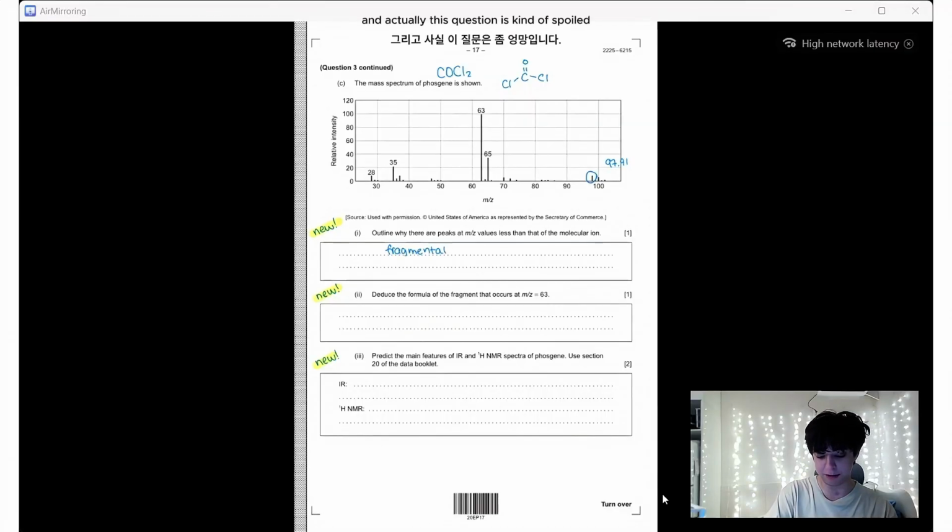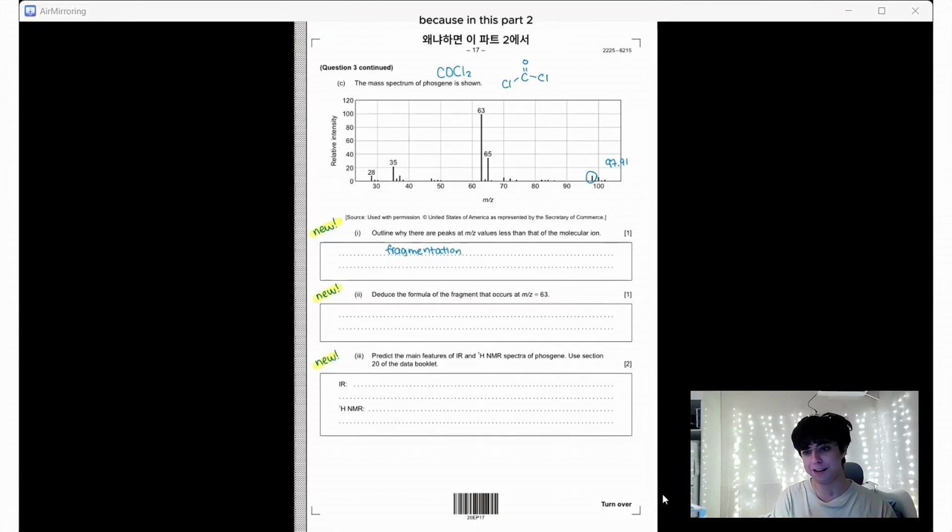And actually this question is kind of spoiled because in this part 2, it says deduce the formula of the fragment. It kind of gives you the answer. Anyways, so moving on to that part is to deduce the formula of the fragment that occurs at m/z equal to 63. Okay, and so to answer this question there's the easy part and then there's the hard part, which does require a little bit of explaining.